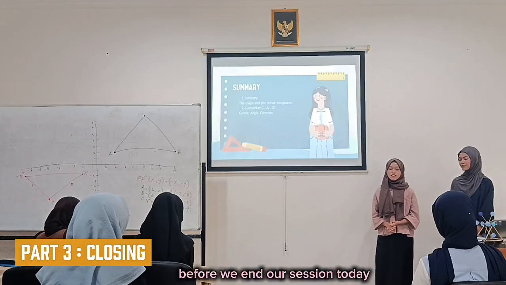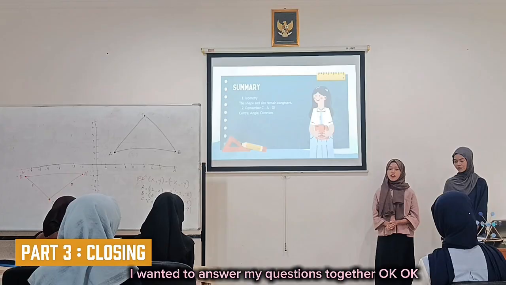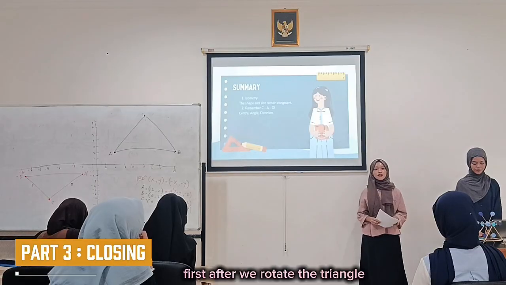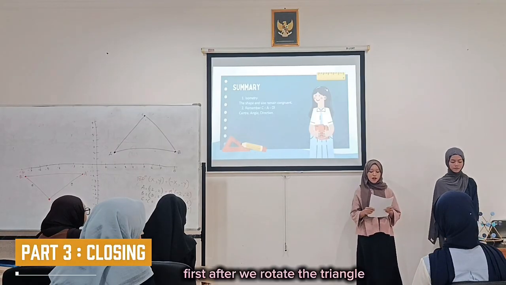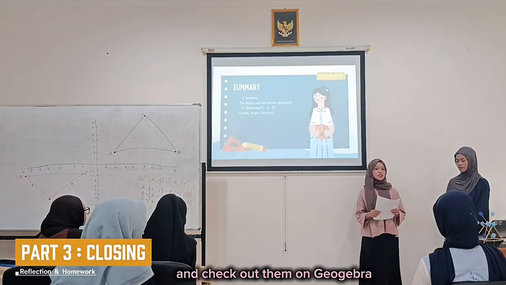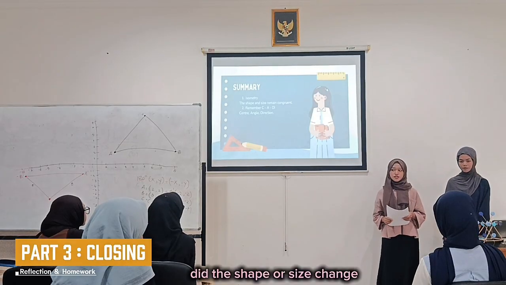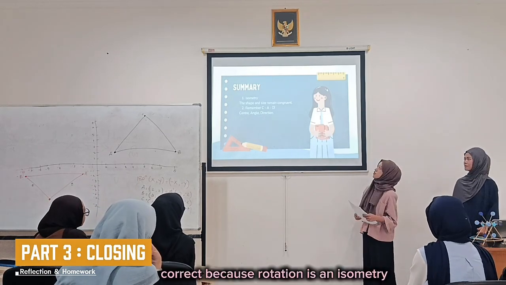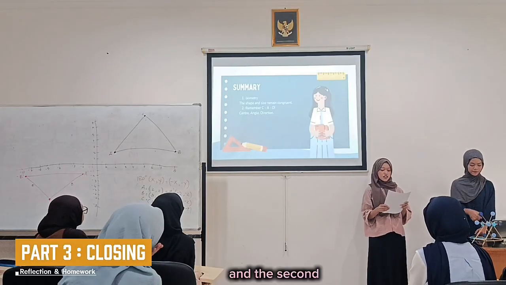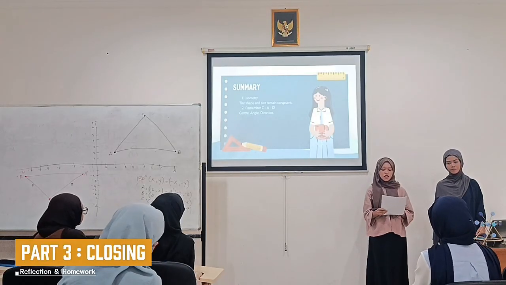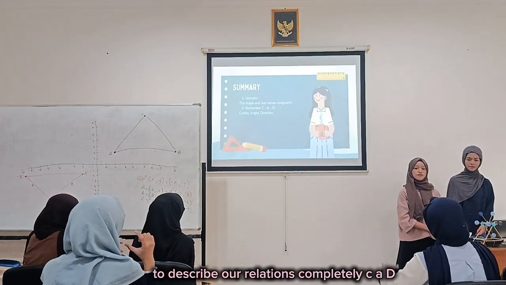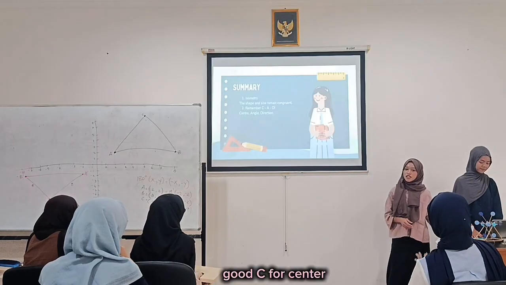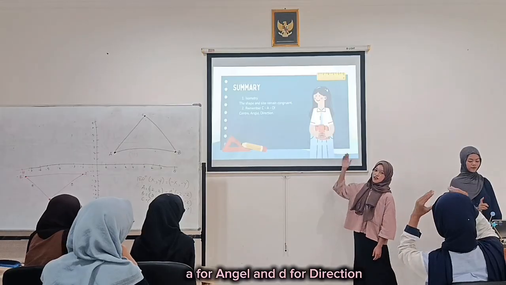Now class, before we end our session today, I want you to answer my questions together, okay? First, after we rotate the triangle manually and check it on GeoGebra, did the shape or size change? No. Correct, because rotation is an isometry. And second, what is our magic mantra to describe our rotation completely? C.A.D. Good. C for center, A for angle, and D for direction.